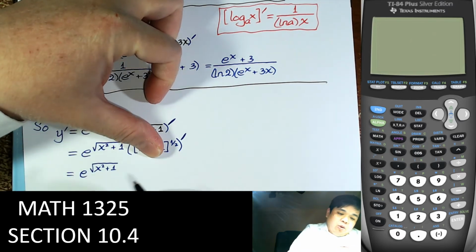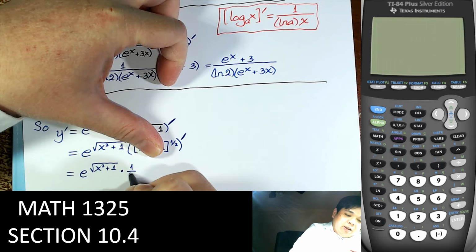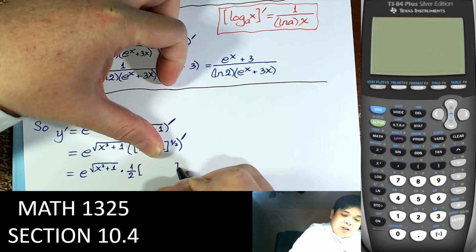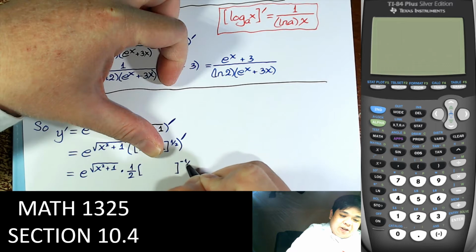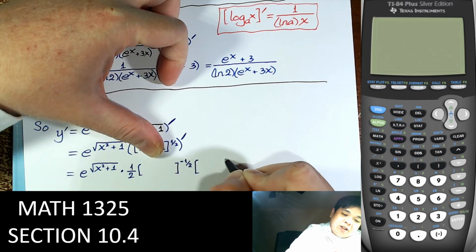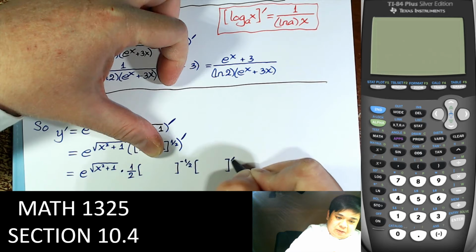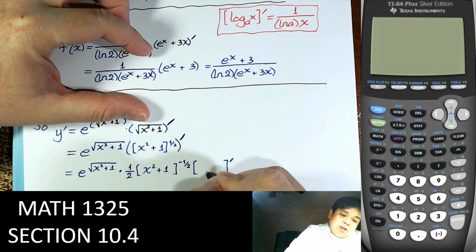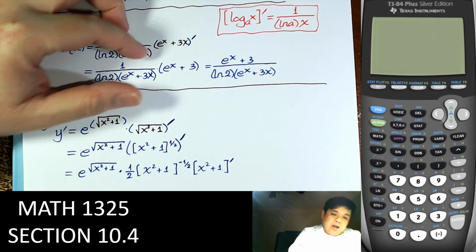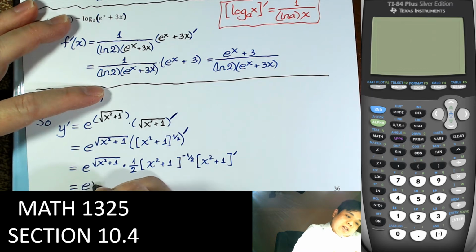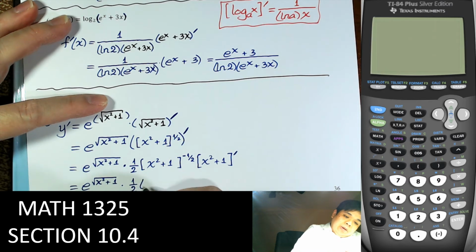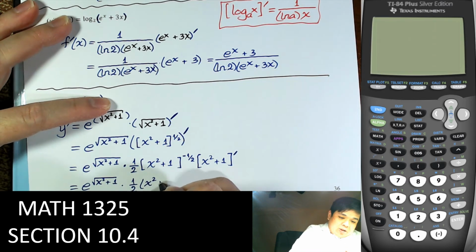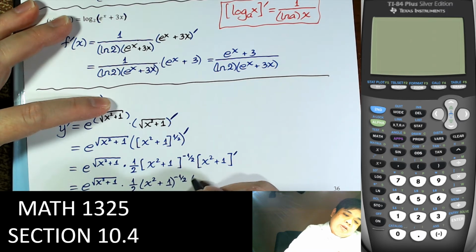So we have something to the 1/2. So the derivative is 1/2, that bracket to negative 1/2, and the derivative of the bracket would happen to be x squared plus 1. Right, let's clear this, simplify this. X squared plus 1 to negative 1/2, and the derivative of this is 2x.